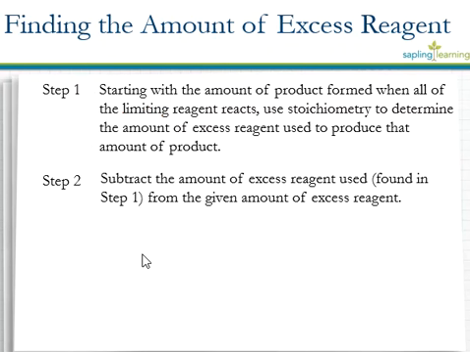Well, what we can do with that information now is, what if we want to know how much of the excess reagent is left over? We know that one of them is the limiting reagent. We determined that. And so the other one is present in excess. We have extra. So now we want to calculate, well, how much extra? How much was not used?